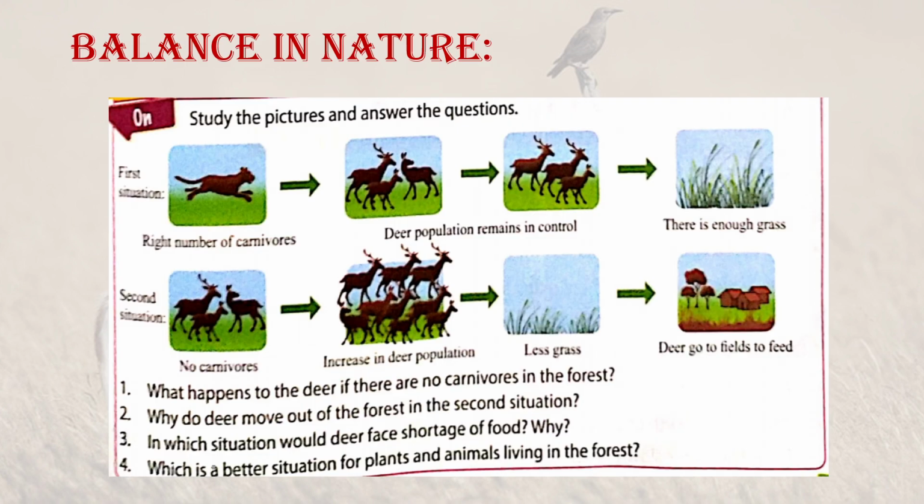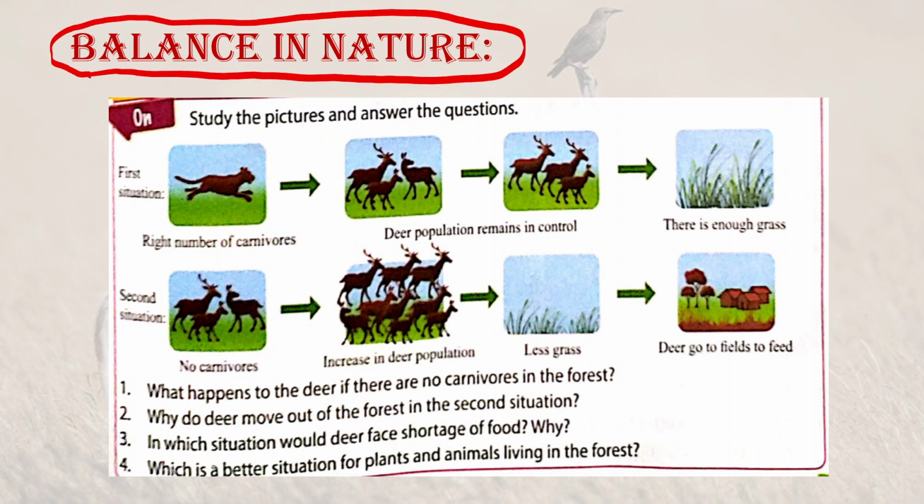So we just saw how if one member gets affected, all other members of the food chain will get affected, which results in disturbing the balance in nature. Okay, now let us see. Let us do first situation and you will do the second situation on your own. Okay.